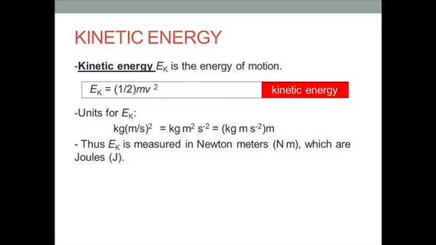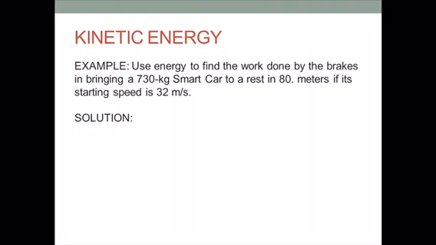Now let's talk about kinetic energy. Kinetic energy, denoted by EK, is the energy of motion, meaning anything that has motion has kinetic energy. This kinetic energy can be defined as half times the mass of the object times the velocity of the object squared. Units of kinetic energy will be, well, let's do an example.